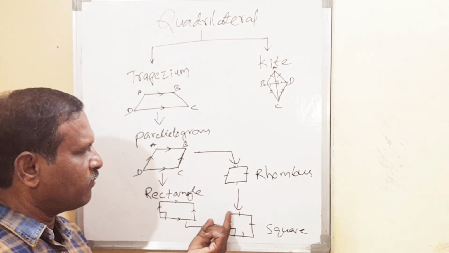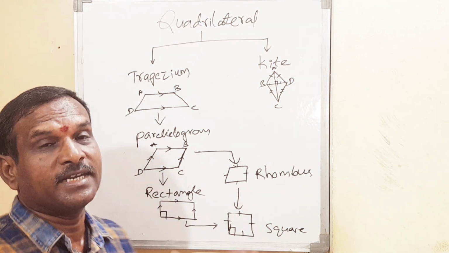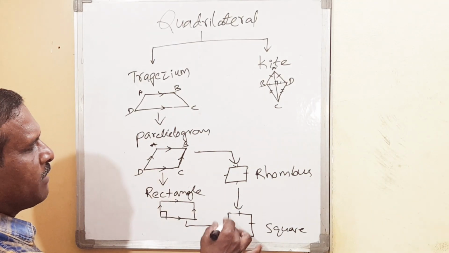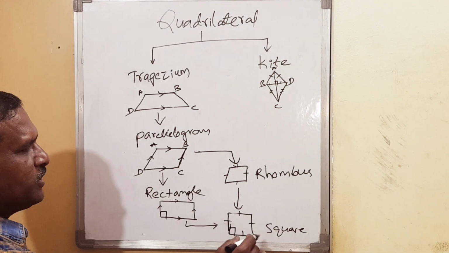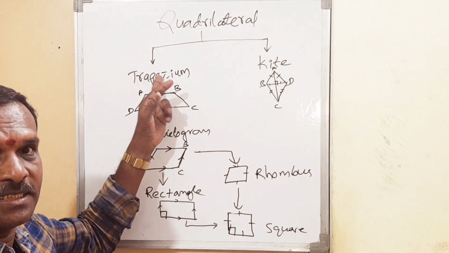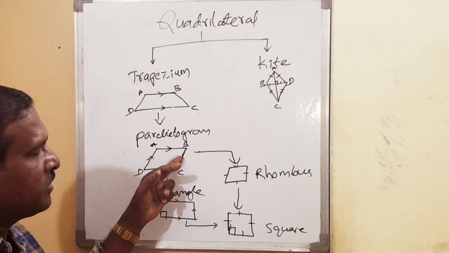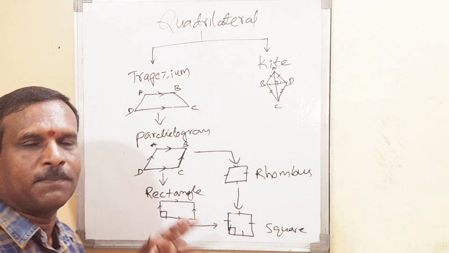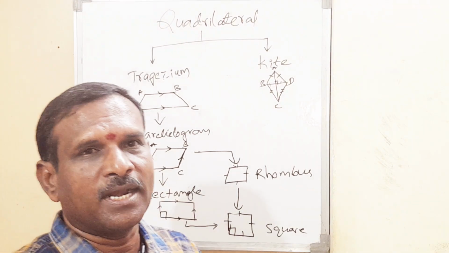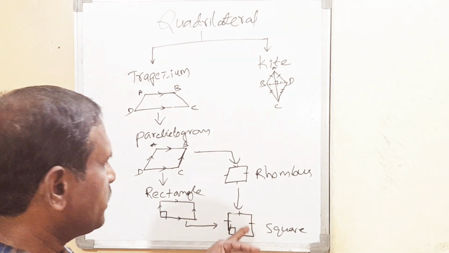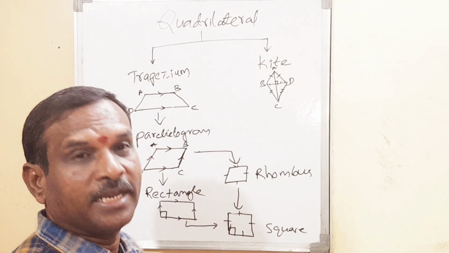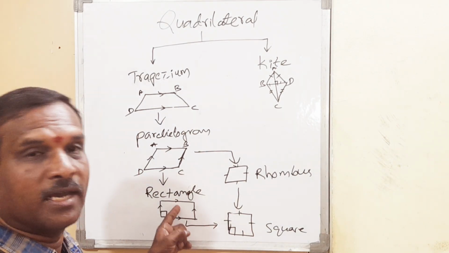But if you see this figure, if you take one pair is parallel, we can say square is a trapezium. Also in a square, both the pairs of opposite sides are parallel. I can say square is a parallelogram. You can say square is a trapezium, square is a parallelogram, and square is a rectangle. Because what are the properties of a rectangle? In a rectangle, both the pairs of opposite sides are equal and parallel, and every angle is 90 degrees. In this also, if you see square, all the angles are 90 degrees and opposite sides are equal and parallel. So I can say square is also a rectangle.